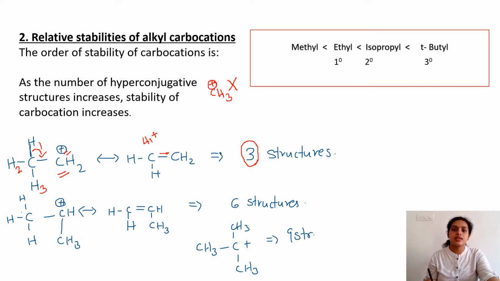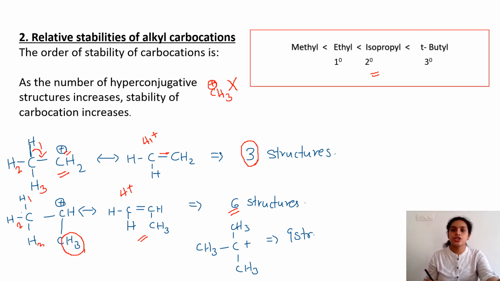We have completed ethyl, and now see the isopropyl carbocation. Isopropyl carbocation is CH3 CH plus CH3. In the case of isopropyl carbocation, there are 3 hydrogens here, and in the same way another 3 hydrogens here. So altogether we are getting 6 hydrogens at the alpha position to the carbon carrying positive charge, and therefore you will get 6 hyperconjugative structures like this. I haven't numbered them, but like this you will get 6 hyperconjugative structures.